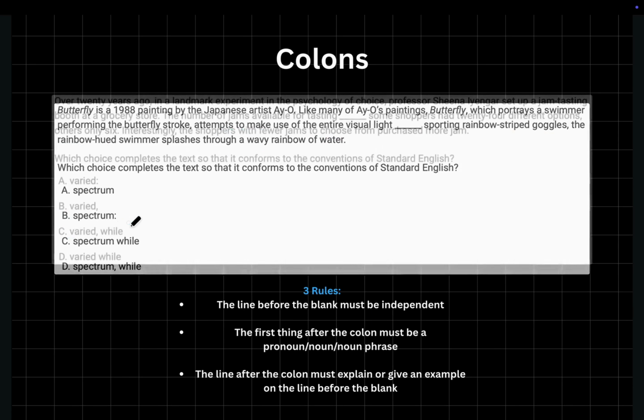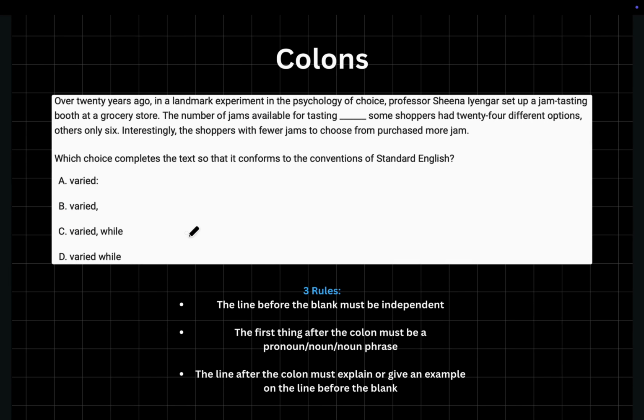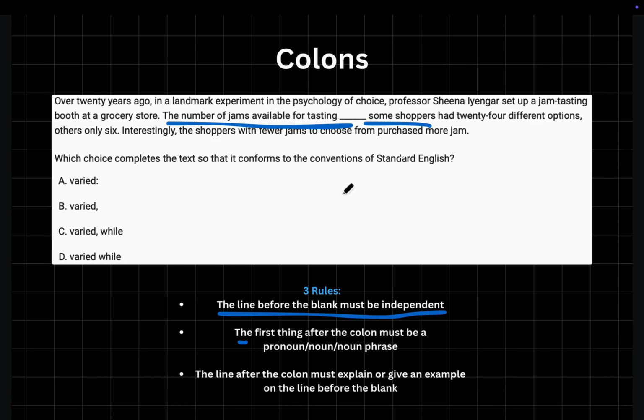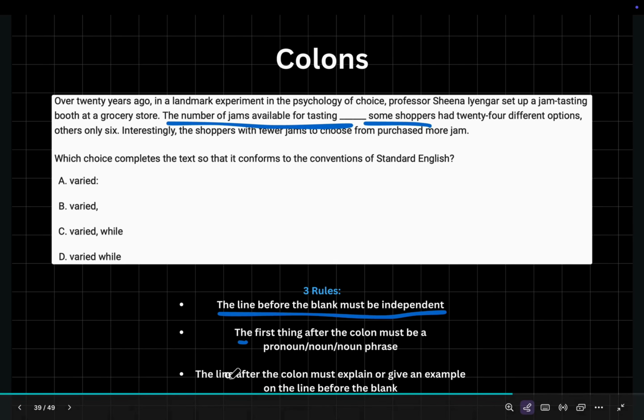Okay, what about this next question? Try to solve it on your own. Okay, so rule one, the line before the blank must be independent. It says the number of jams available for tasting varied. Okay, yeah, that made sense on its own, so it's independent. Rule number two, the first thing after the colon must be a pronoun, noun, or a noun phrase. The first thing after the colon is some shoppers, which again is a noun phrase. So rule two applies to this question.